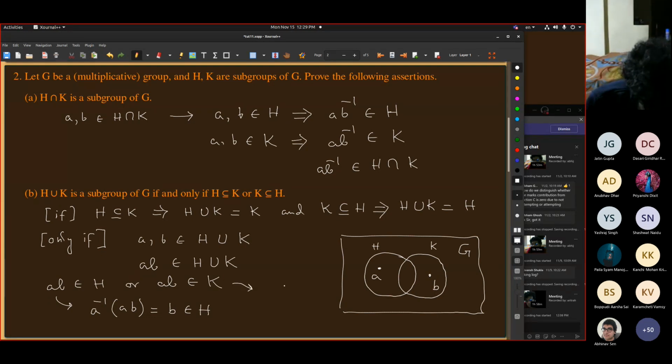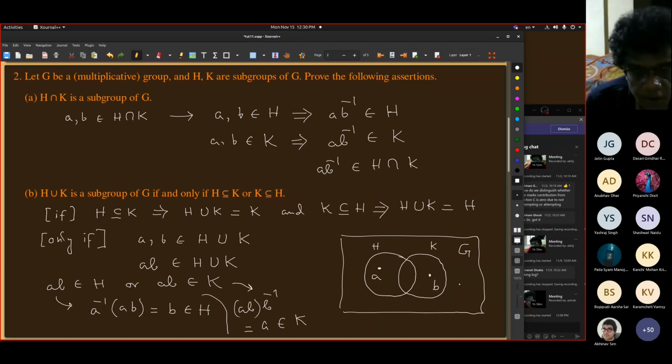Likewise, if I work with this, I know that B is in K, therefore B inverse is in K. Therefore, AB times B inverse, which is the same as A, is in K. So again, this is a contradiction. This kind of thing cannot happen.